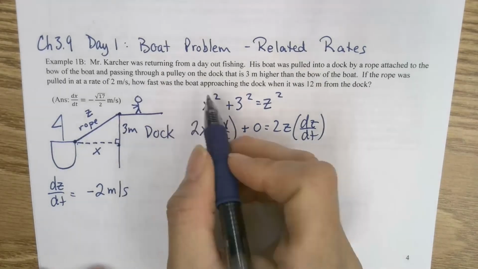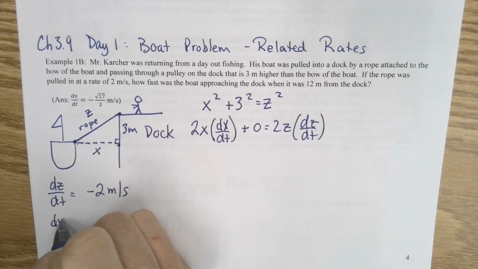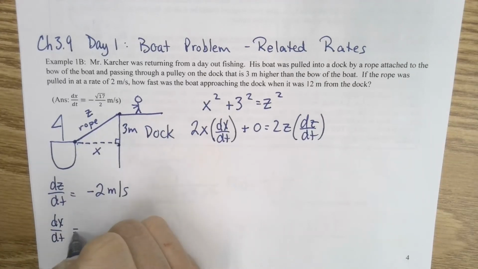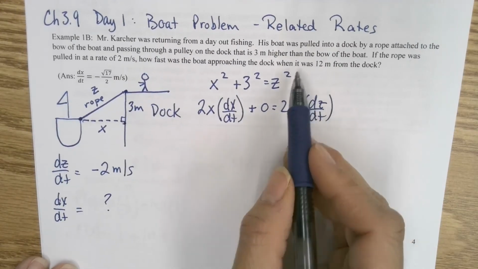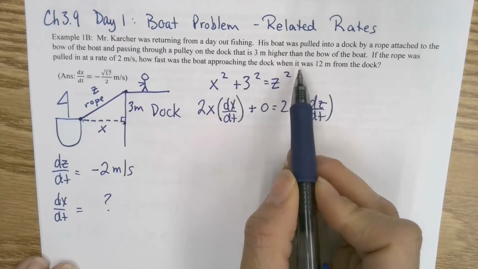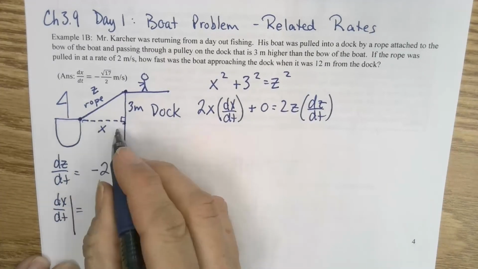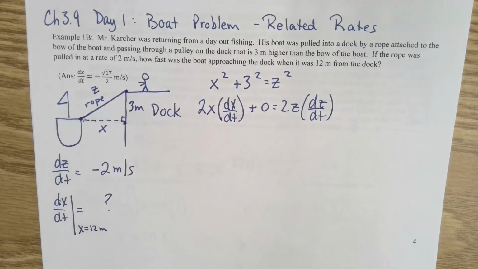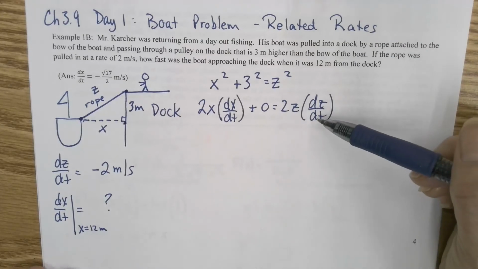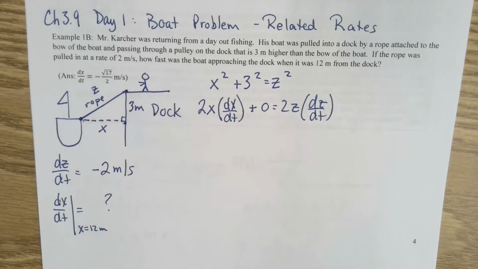How fast was the boat approaching the dock? So they want me to find dx/dt at the moment when the boat was 12 meters from the dock. So when the boat was 12 meters from the dock, that's like my moment in time. So we always make sure we differentiate our equation before we start substituting in any of these rates or measurements. So let's see what we know.